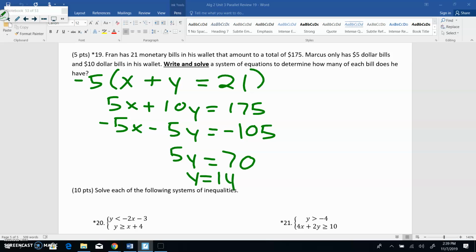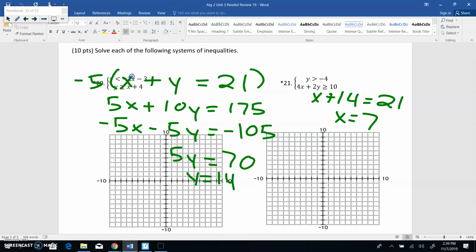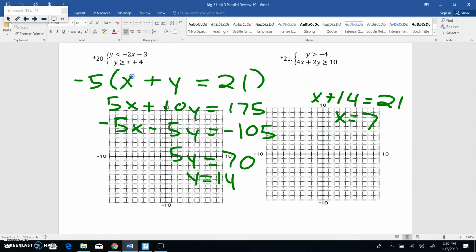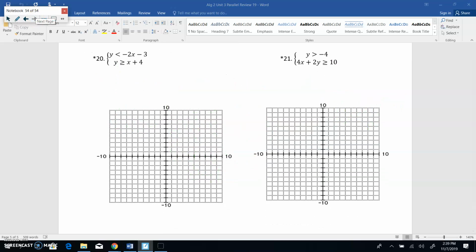Go ahead, plug that 14 back in. So x plus 14 is equal to 21. Subtract your 14, x is 7. That is your first free response question. Everything else up to that point was multiple choice. We have inequalities here at the end. So remember that we need our dotted lines versus solid, and we also need to shade. So this top line I'm going to do in red. y is less than negative 2x minus 3.